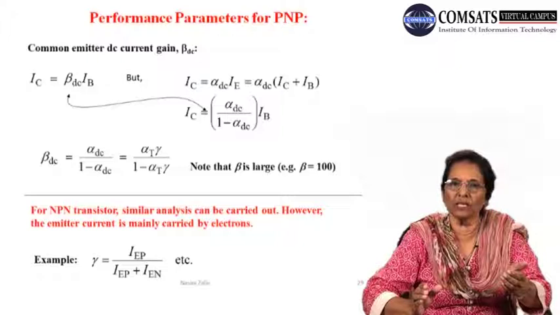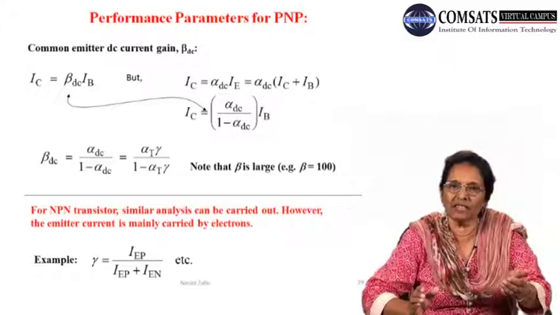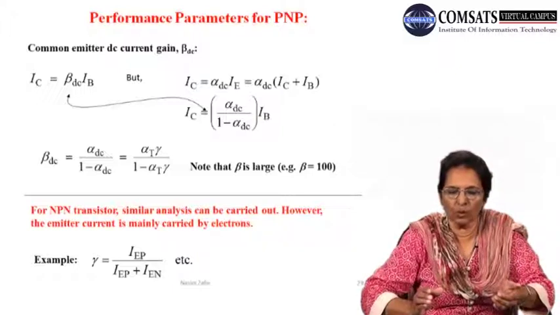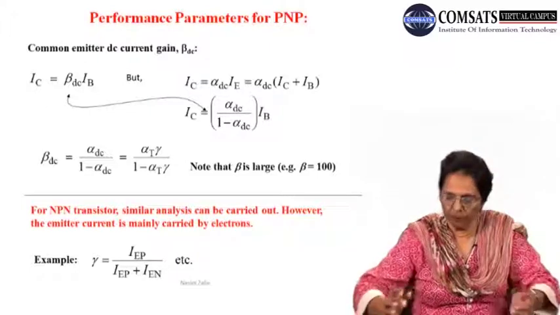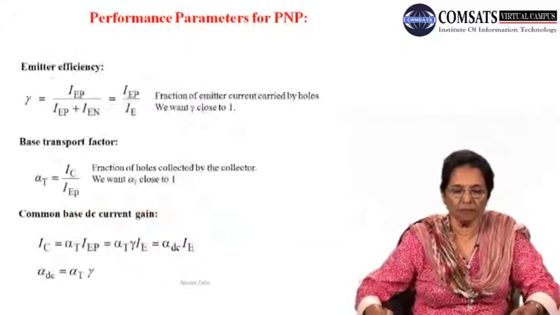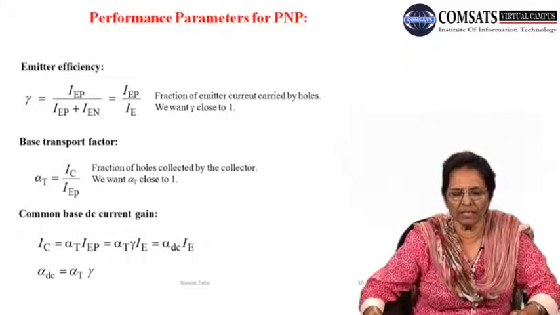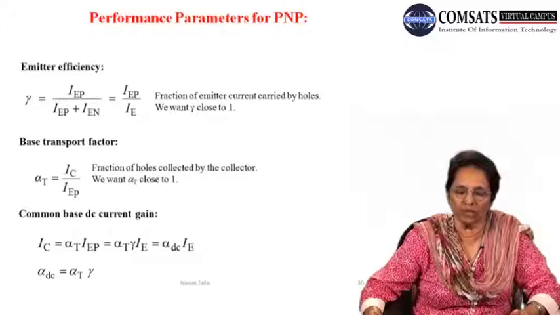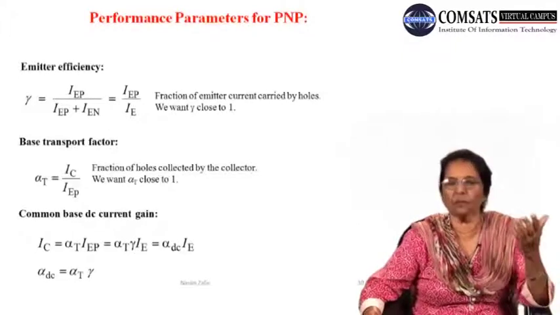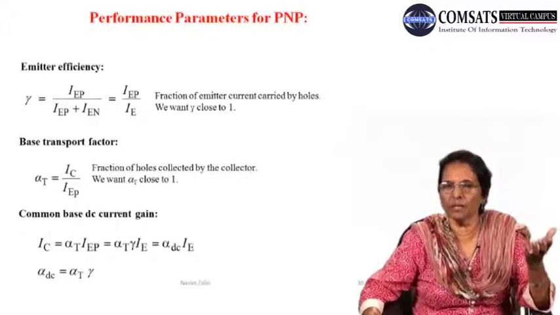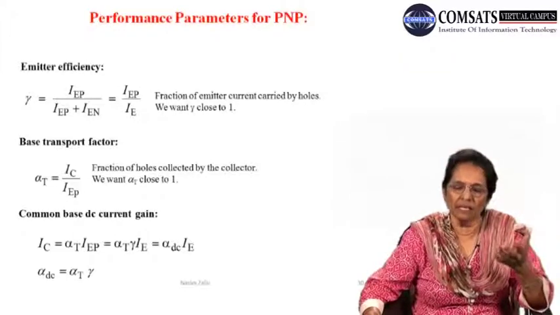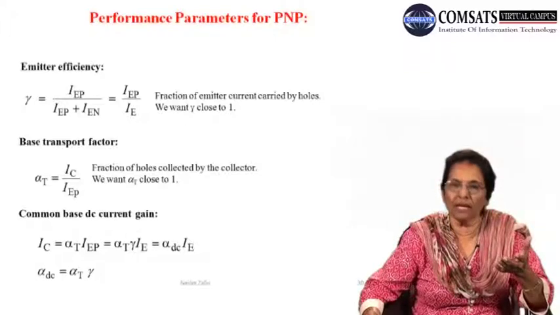Beta we have already defined, which is a DC gain factor in the common emitter configuration, and now we correlate this beta with the efficiency gamma. Now how do we define gamma? Gamma is defined as the emitter hole current to the total. If it is a PNP transistor, then the emitter carriers are holes, the total hole current, the hole current IP, divided by the total current IE.